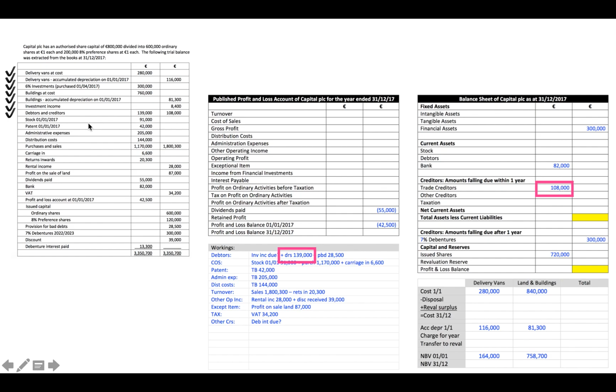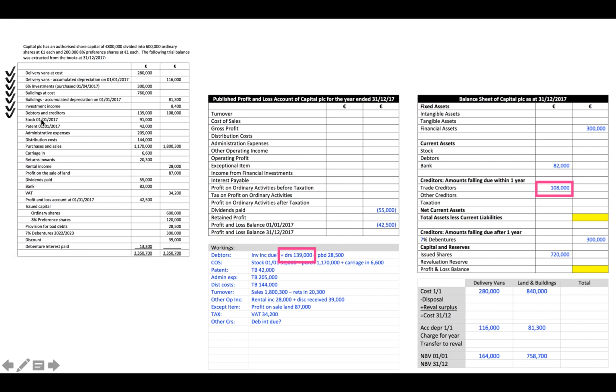You kind of get used to this as you read down through the question. You're already identifying, is anything going to affect that? And there was nothing that affected creditors. You can practice that as you go along and see these questions. You'll see sometimes you can identify figures that can just go straight into the accounts.